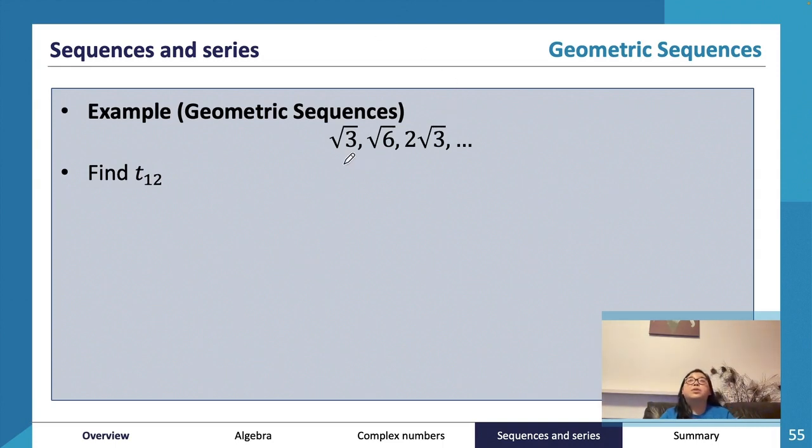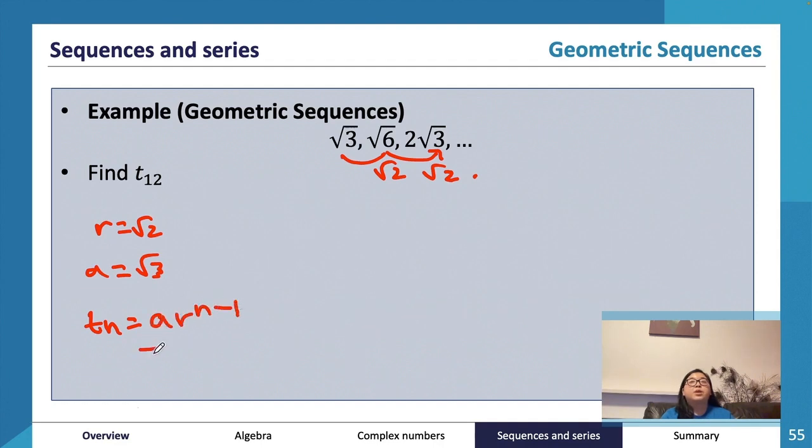So now we have to figure out what's going on from here to here to here to here. So we can figure out that that's actually timesing by root 2 and timesing by root 2. So therefore we can identify that r will equal root 2 and a will equal root 3, right? So we're going to apply this to our formula. So Tn equals a times r to the n minus 1. So that's going to give us root 3 times root 2 to the n minus 1, right? You can expand this further if you wanted to, but I feel like it's not really worth it. You can just leave it like that if you want.